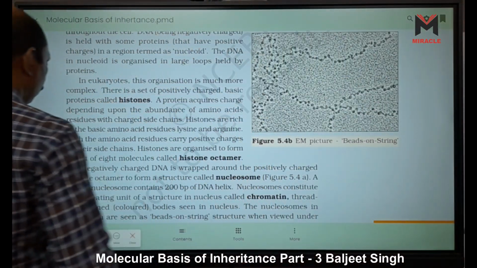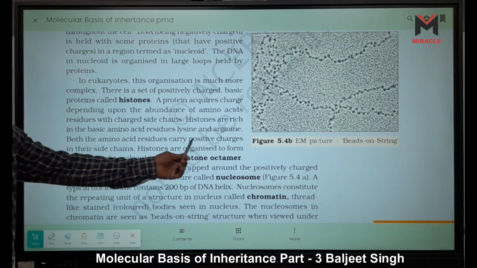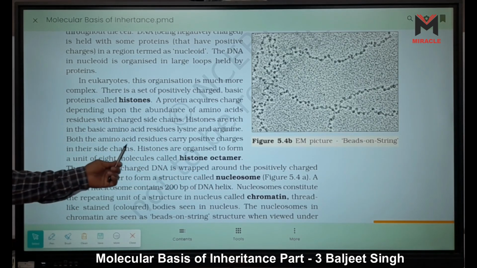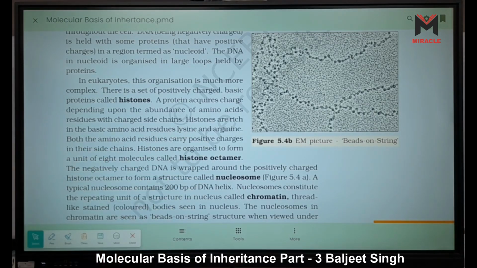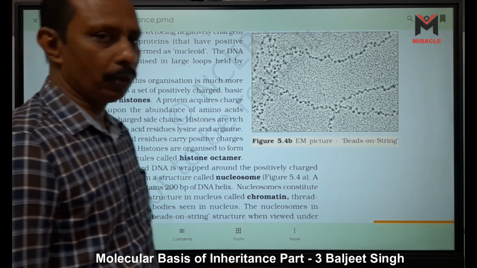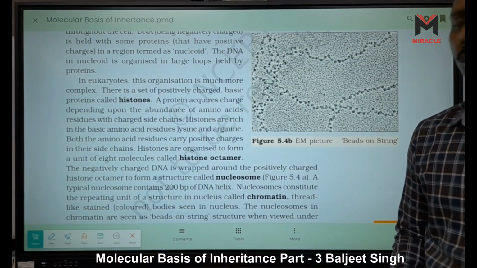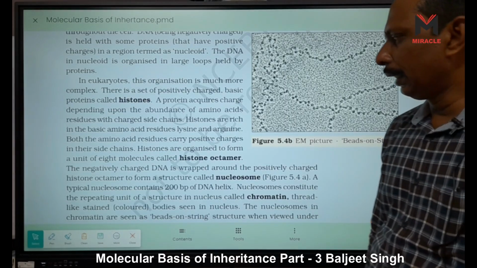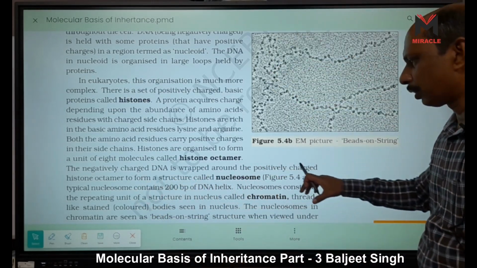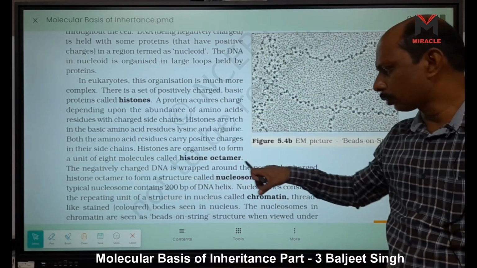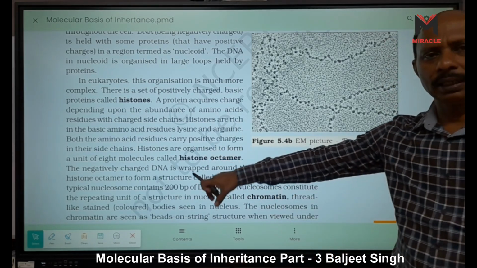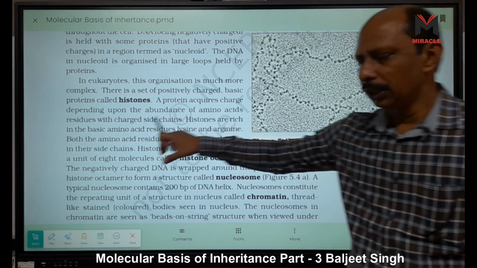Both of these amino acid residues carry a positive charge in their side chains. Histones are basic because these amino acids have an extra amino group, NH group. That's why they are positive in charge. Histones are organized to form a unit of 8 molecules. Because it is made up of 8 molecules, it is called an octamer, right? The negatively charged DNA is wrapped around the positively charged histone octamer to form a structure called a nucleosome, right?